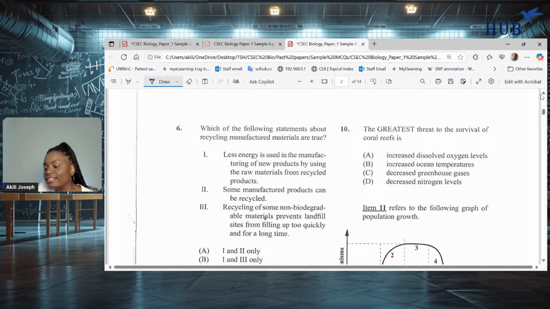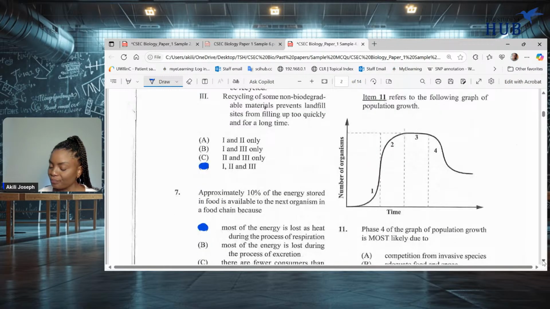10, the greatest threat to the survival of coral reefs is going to be increased dissolved oxygen levels, increased ocean temperatures, decreased greenhouse gases, or decreased nitrogen levels. It's going to be B, those increased temperatures, right? The warming of the Earth's surface and warming of the water by extension.